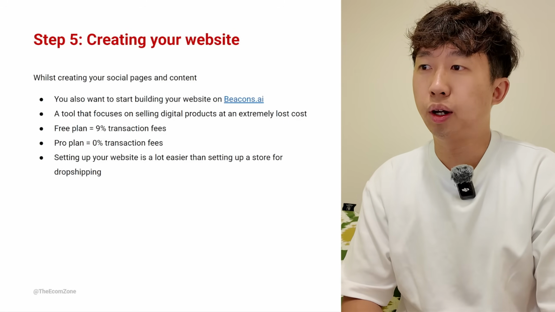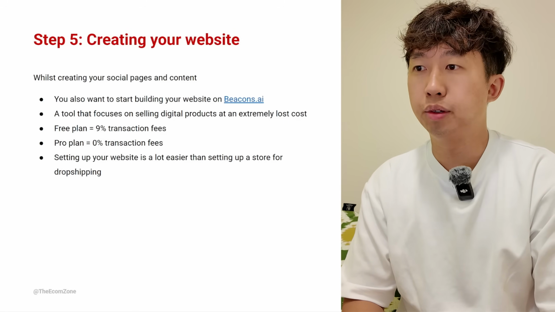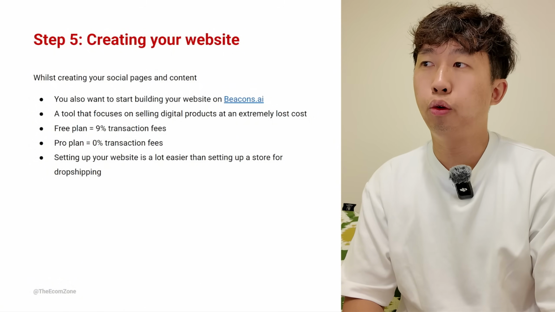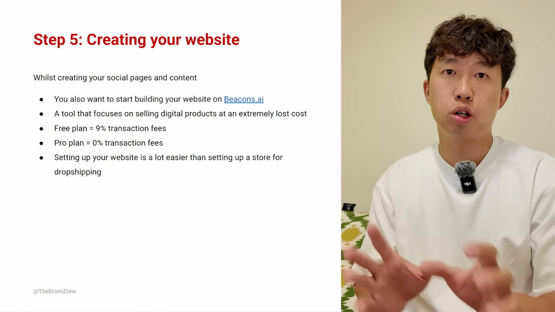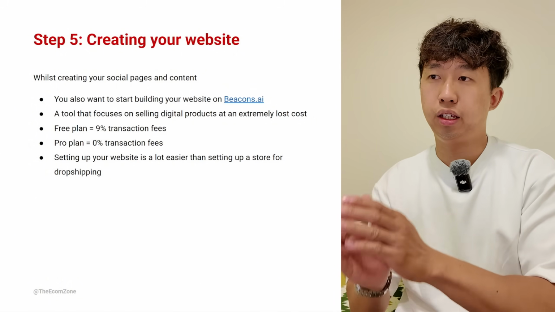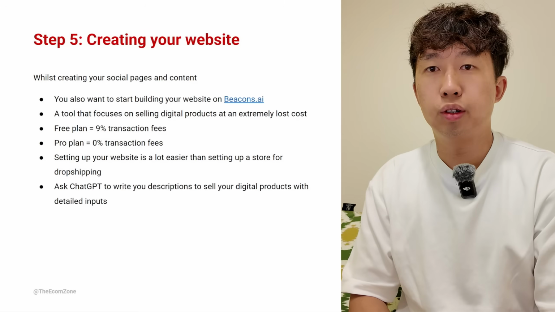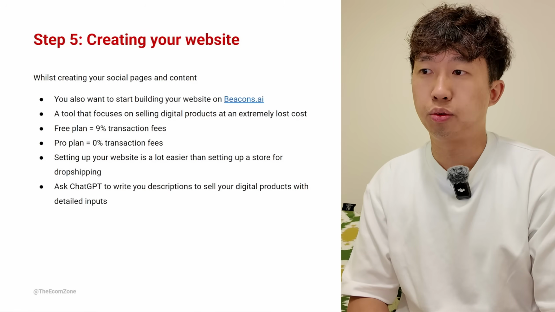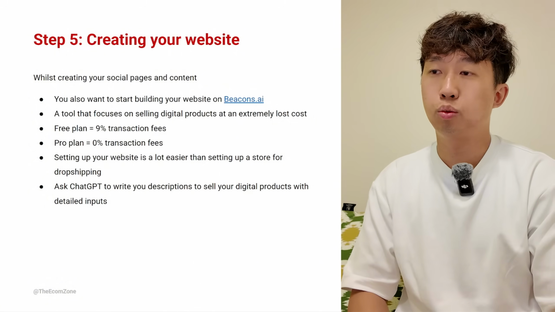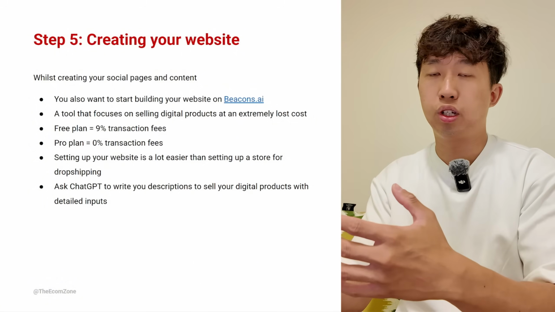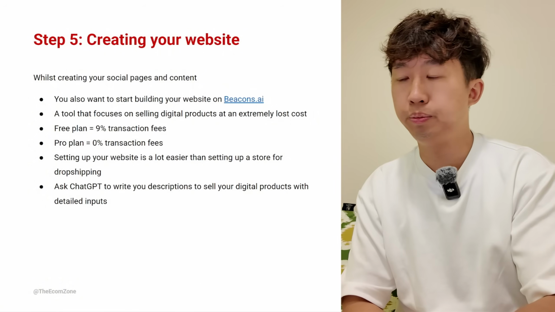And also, setting up your website is a lot easier than setting up a store for dropshipping. You don't really need to sound too salesy, you don't need to drag and drop content like Shopify. With beacons.ai, it's super simple. You also want to ask ChatGPT to write you descriptions to sell your digital products with detailed inputs. Remember guys, with AI, the more description you give them, the better the output.